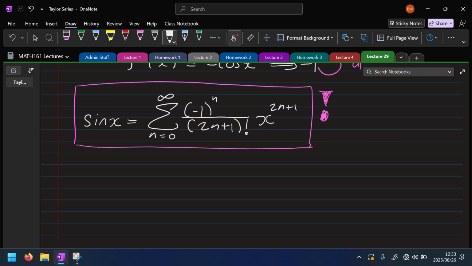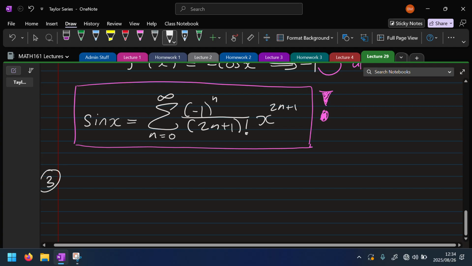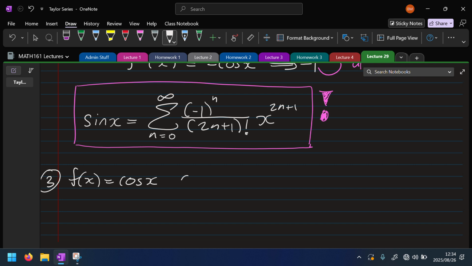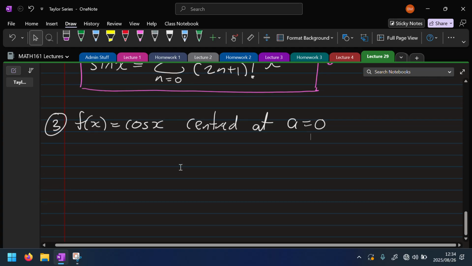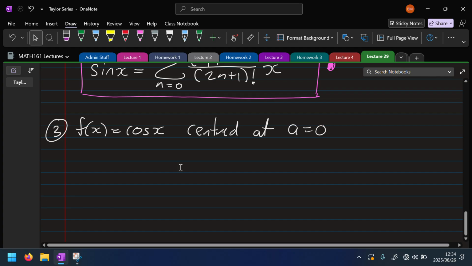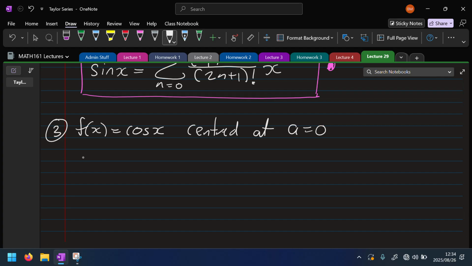Okay, and then example 3 for cos. Very similar to the one for sine. So we're going to have f of x equals cos x, again centered at a equals 0. Again, you can do this for different values of a, but for these examples, we'll make it easy. So again, we need the 0th derivative, first derivative, second, and so on. We'll start with the 0th derivative. That's just the function, so that will be cos, and at 0, this will just be 1.